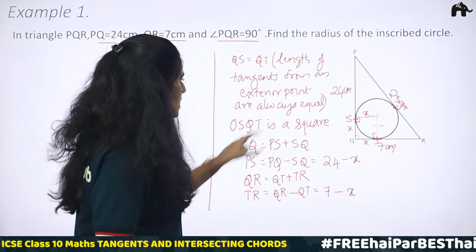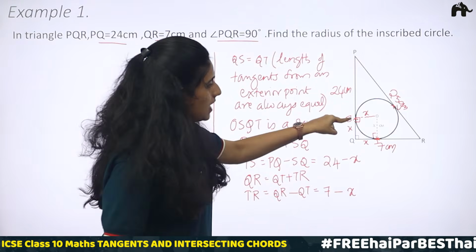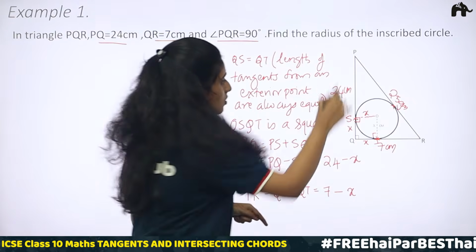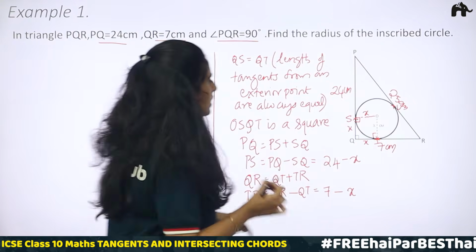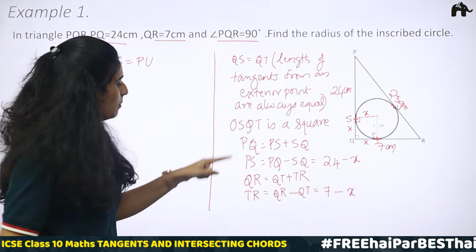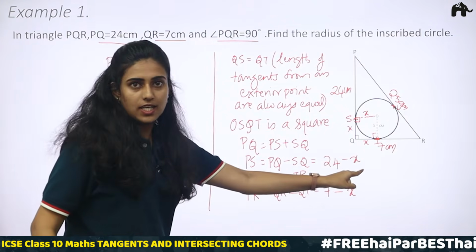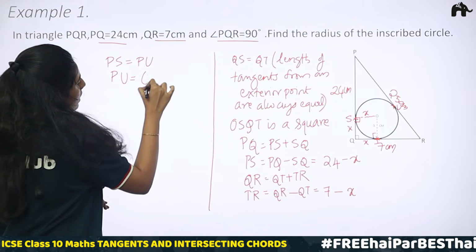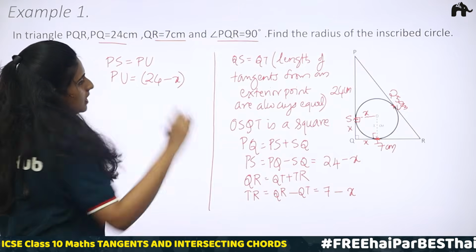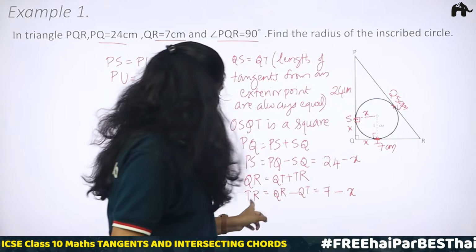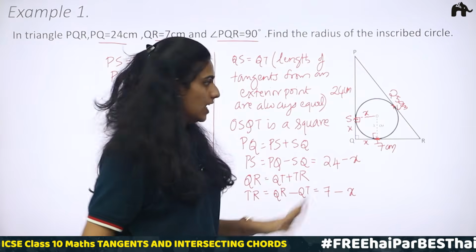Now this PS. PS is a tangent. Similarly, from this point another tangent is drawn to the circle, that is PU. Therefore, PS will be equal to PU. Measure of PS is 24 minus x, which means PU is also equal to 24 minus x. Similarly, here RT is a tangent. RT is equal to 7 minus x.